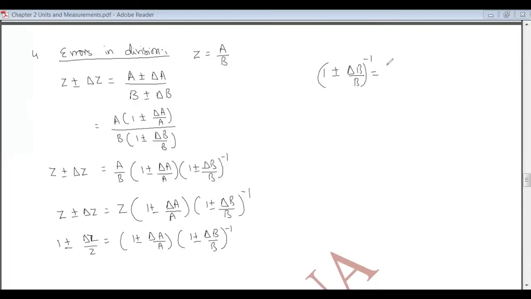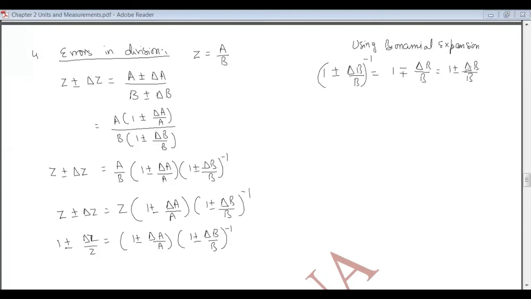Now this term, 1 plus minus delta b upon b raised to the power minus 1, can be expanded binomially. This you will study in maths. It's a long series. For right now, those who have bio can just understand that this minus 1 will be multiplied over here. So this becomes 1 minus plus delta b upon b, which can again be written as 1 plus minus delta b upon b. So binomially it is expanded and we get a long series.